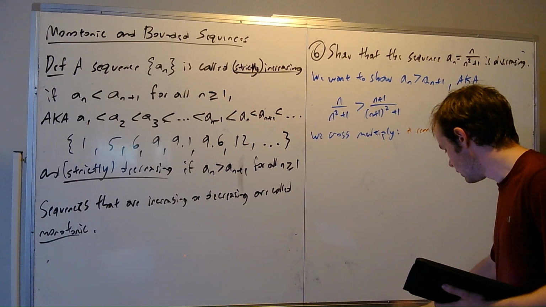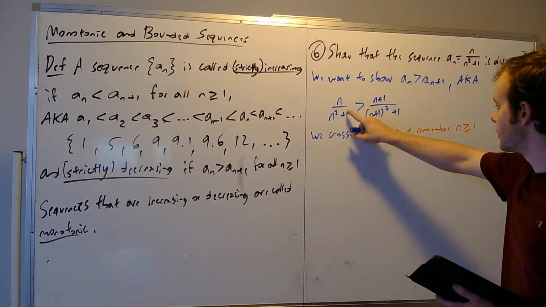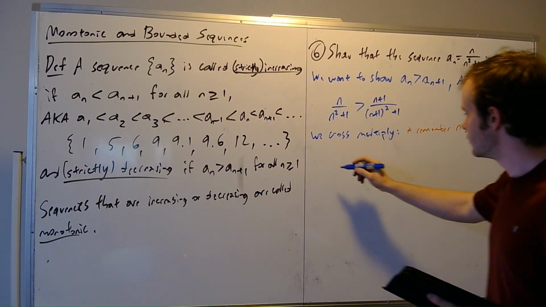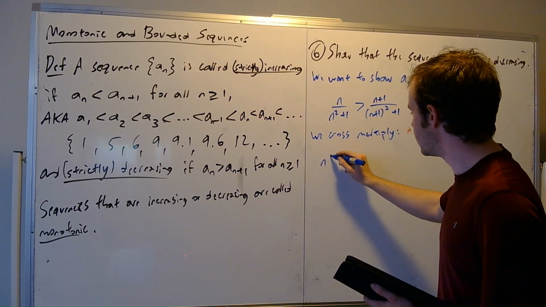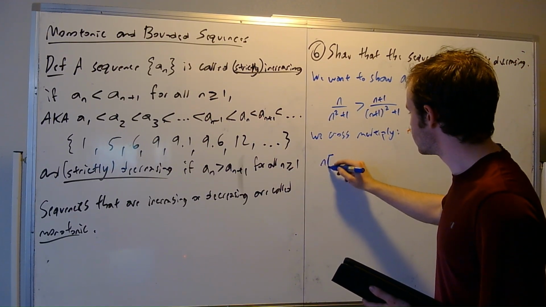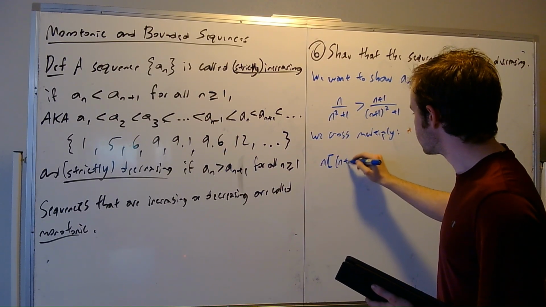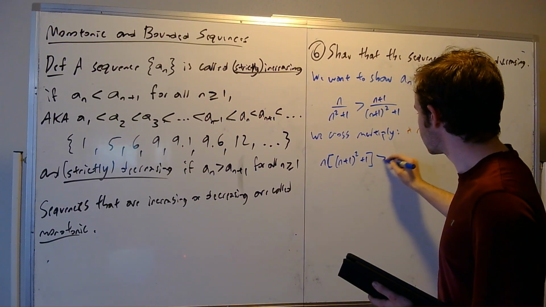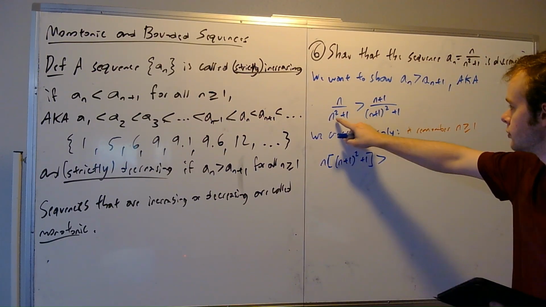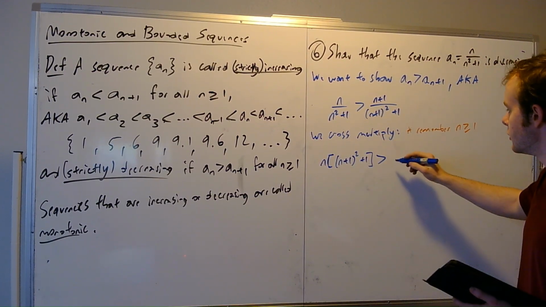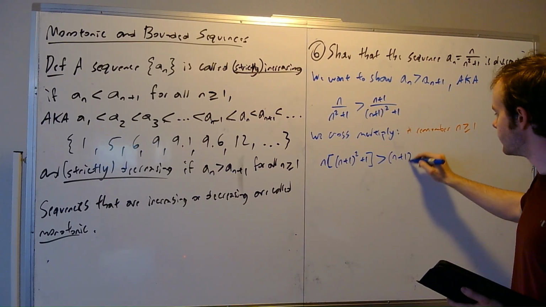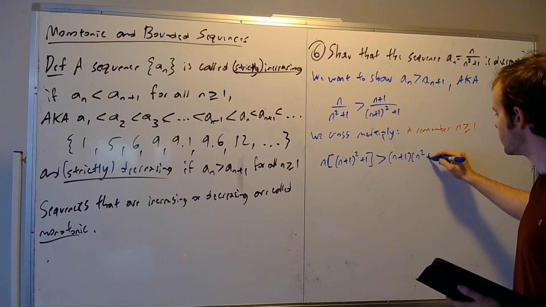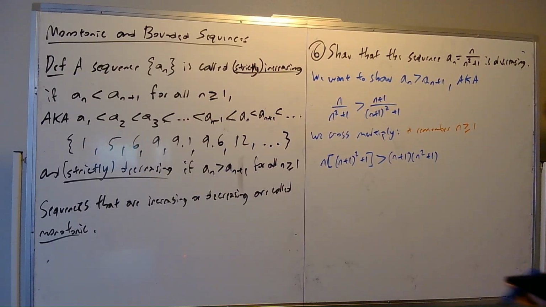So I multiply both sides by this denominator, so on the left we're going to have n times this n plus 1 squared plus 1. And on the right side, I multiply both sides by this denominator, so we're going to have n plus 1 times n squared plus 1. Okay, so we're trying to prove that this is true, so we just need to expand everything.